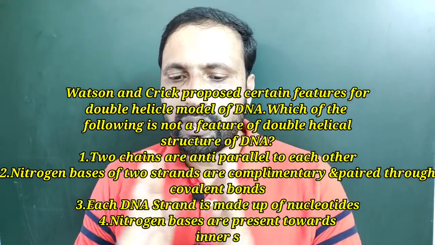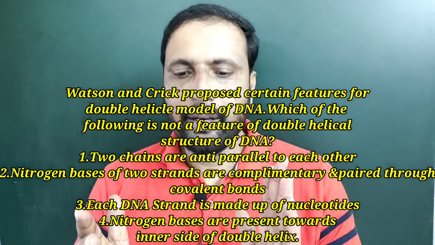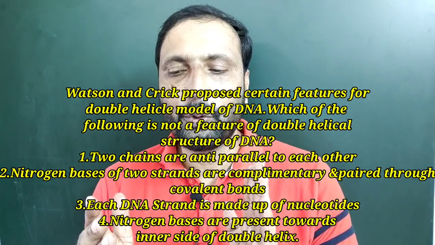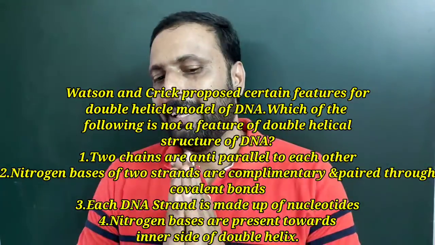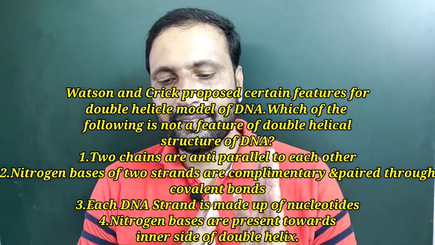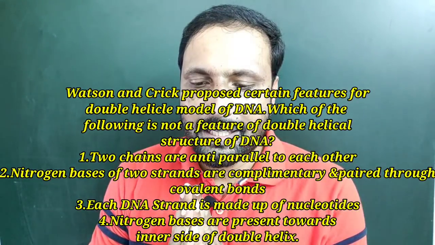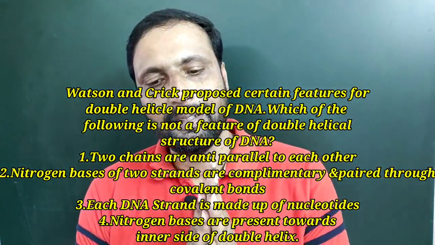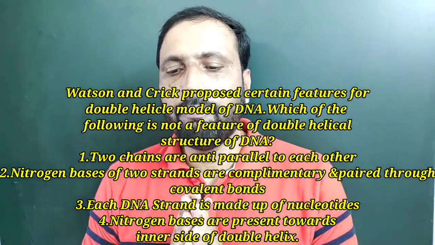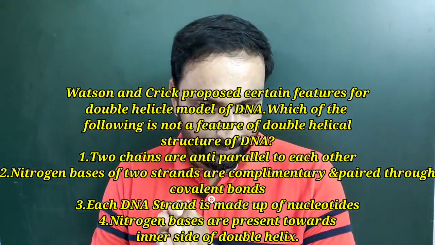Option 1, two chains are anti-parallel to each other. And the second one, nitrogen bases of two strands are complementary and paired through covalent bonds. And the third option, each DNA strand is made up of nucleotides. Fourth option, nitrogen bases are present towards inner side of double helix. So there are four options. Question is very clear. Which of the following is not a feature of double helical structure of the DNA?